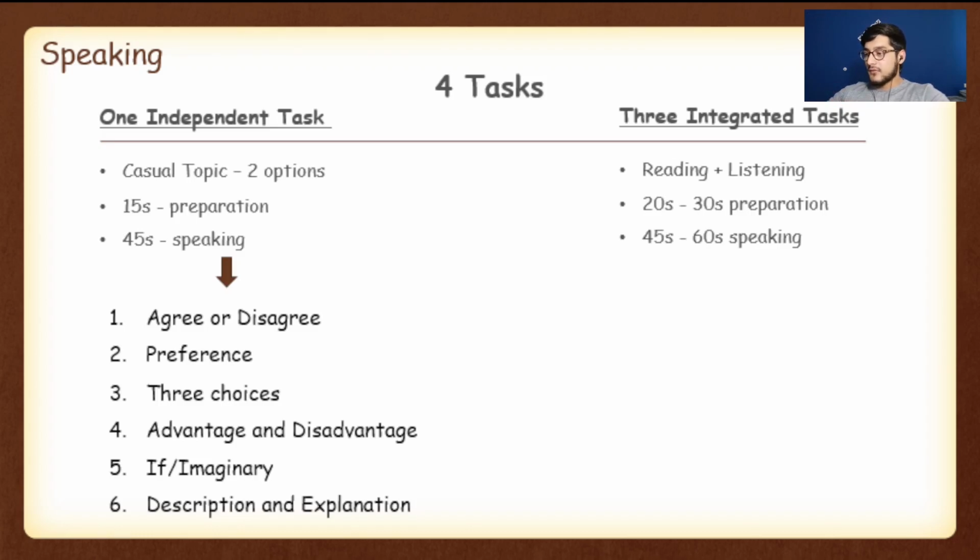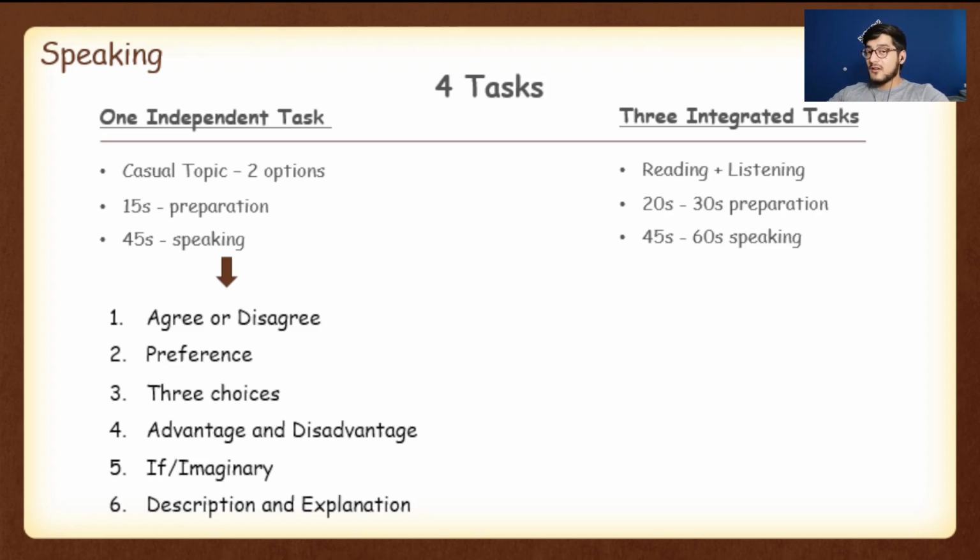The second style of the independent task is preference. Which one do you prefer? You are provided with 3 choices. Which one do you choose? Then there is advantage and disadvantage. You have one topic or issue that you're talking about, and you should balance it and talk about its advantages and disadvantages. It doesn't really ask you to choose one. It just tells you to talk about the pros and cons of each topic.